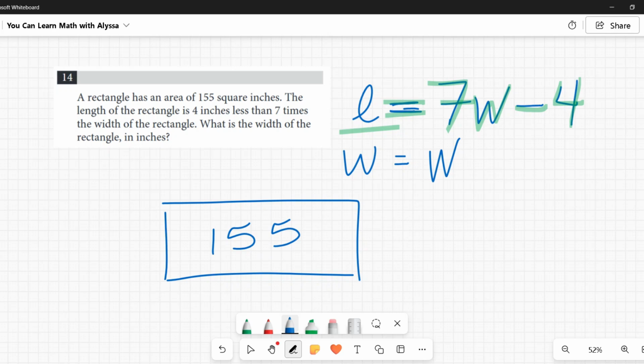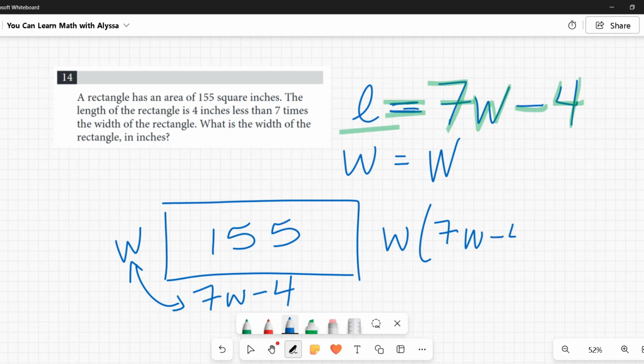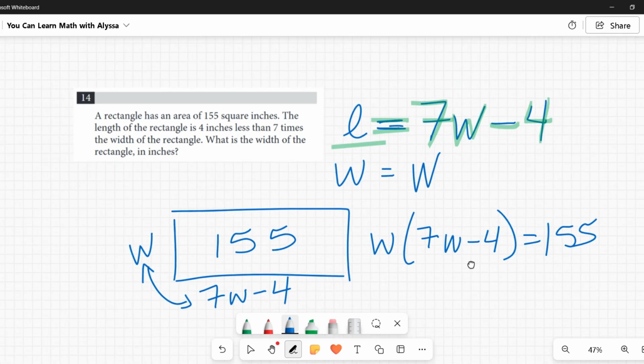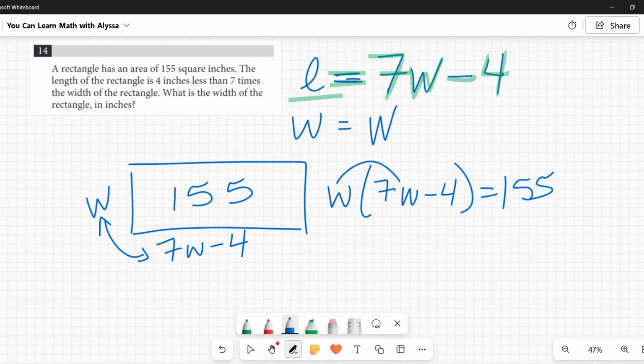So the area of a rectangle is length times width. Well, in this rectangle, our width is just W, and our length is equivalent to 7W minus 4. So to solve for this rectangle, area is length times width, I'm going to multiply these two together. So W times 7W minus 4 is equal to our area, which is 155 square inches. Now I'm going to distribute this. W times 7W is 7W squared. W times negative 4 is negative 4W, and that equals 155.